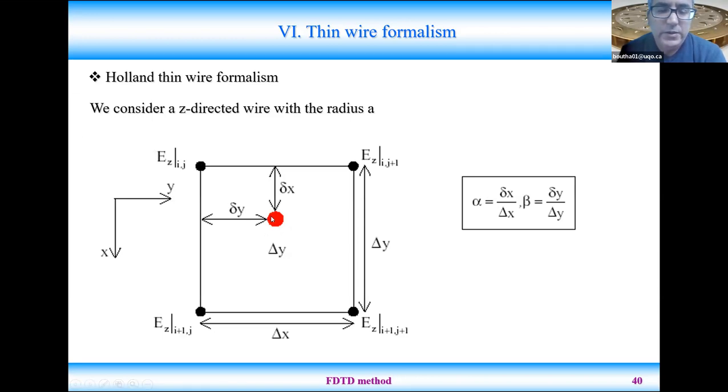So let's suppose we have a metallic wire that is inside a cell. And the position of the metallic wire is given by this delta X and delta Y. Alpha and beta, they are the ratio between delta X and delta Y and the grid delta X and delta Y, which are the space mesh. And so the metallic wire can be at any position. And it can continue in the Z direction. We can define a certain length of the metallic wire. The way it is implemented here, it will be for one cell, but we can do it for the next cell in the Z direction.